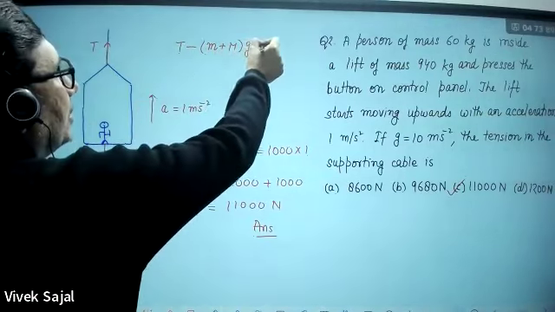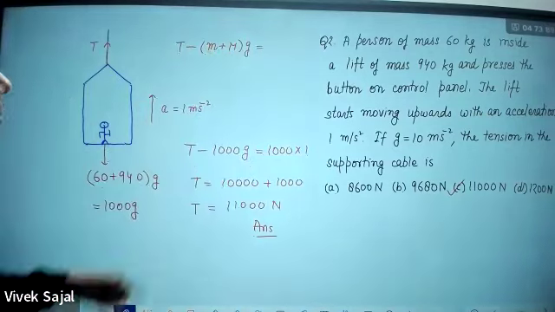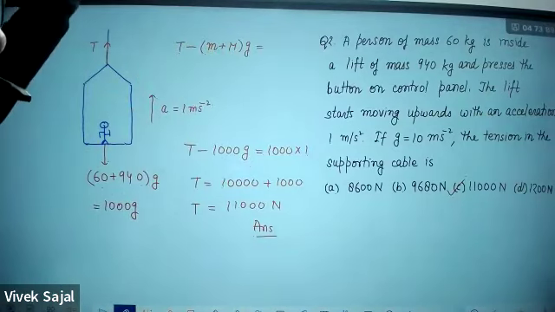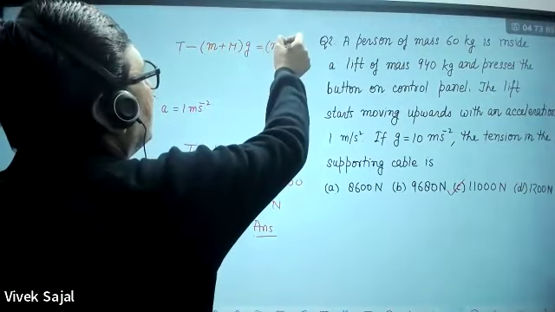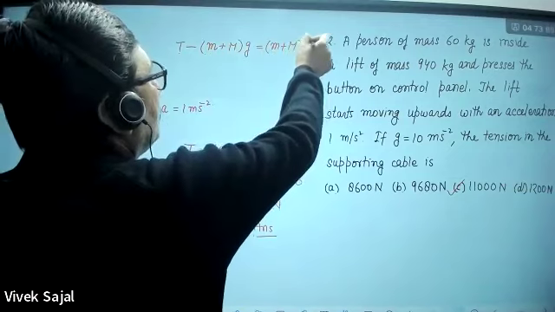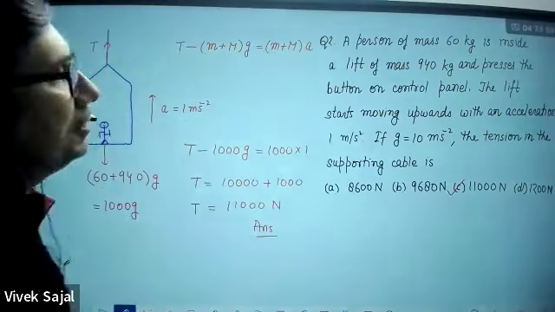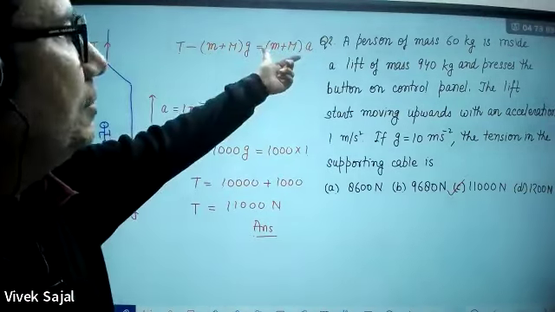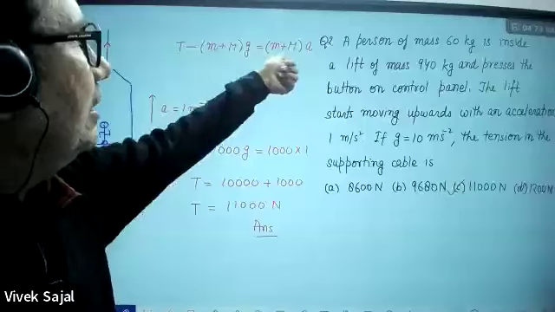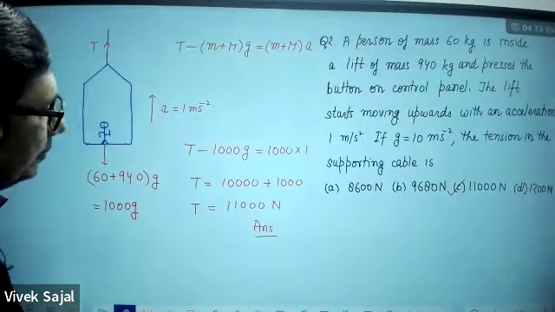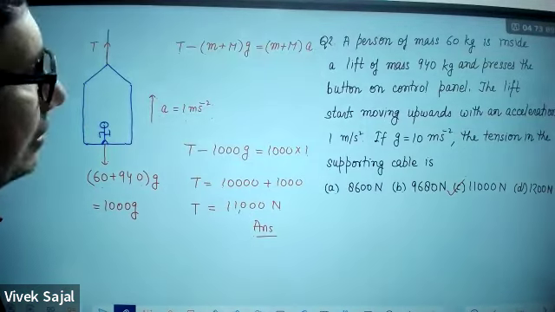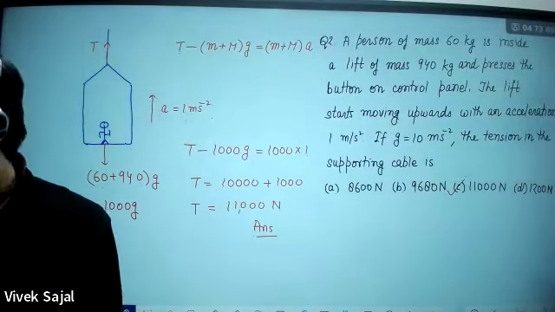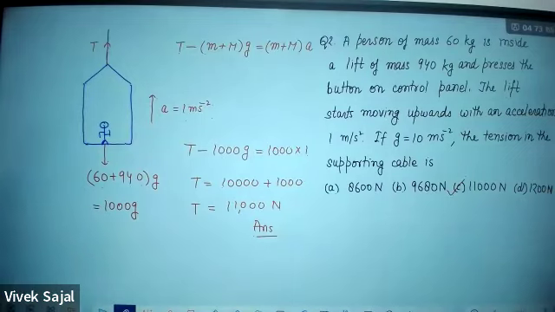Weight is acting downward. Due to this net force, this system is moving in the upward direction with an acceleration a. So I will write (M plus m) into a, and a is given as 1 meter per second square. This M plus m is 1000, g is 10, and a is 1. So by solving it, you will get 11,000 Newton. So tension is 11,000 Newton, option C. Option C is the correct answer. Is it okay?